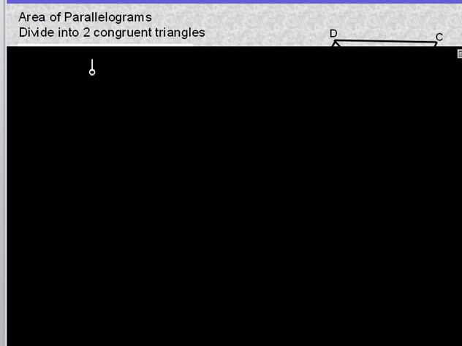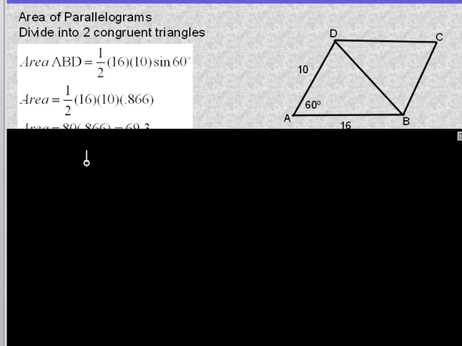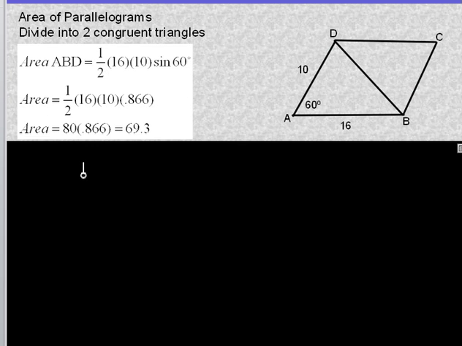All right, area of a parallelogram. So just like we looked at parallelograms a couple sections ago, parallelograms are two triangles. So if we find the area of one of the triangles, they're two congruent triangles, because remember, the opposite sides are congruent. And so this triangle is going to be congruent to this triangle. So for this one, we can use our sine formula. It's going to be 1/2 side times the sine of the included angle. And that's going to give us 69.3.